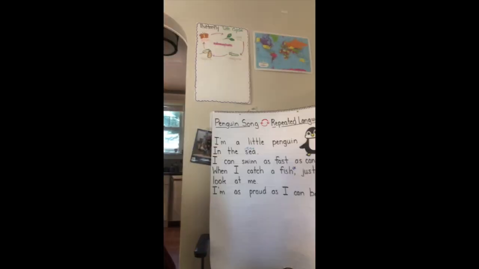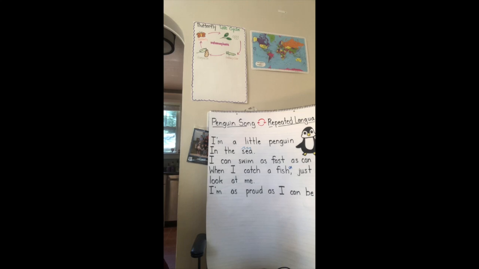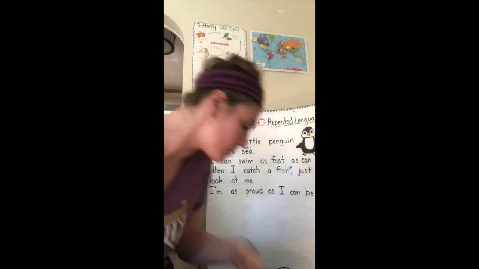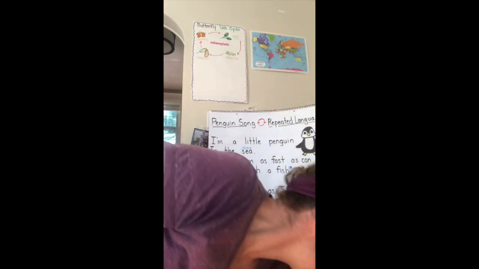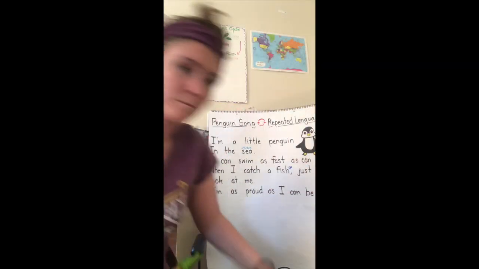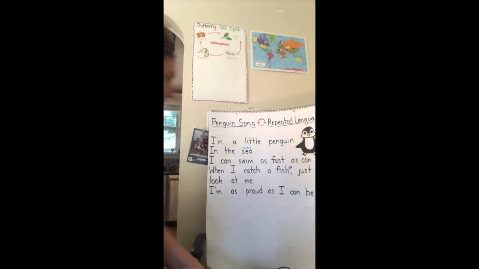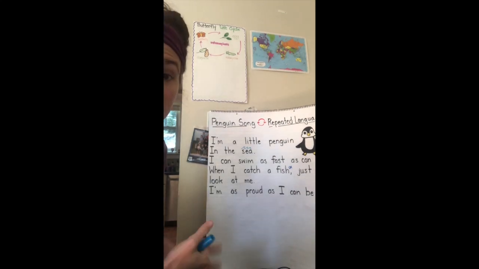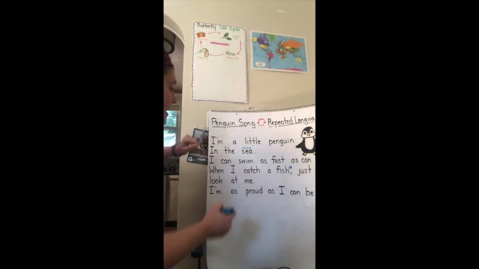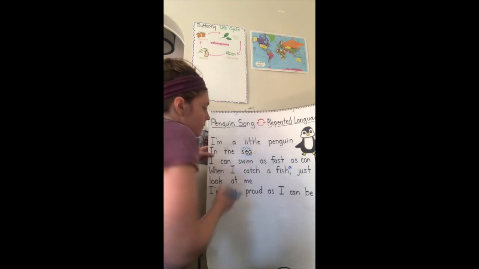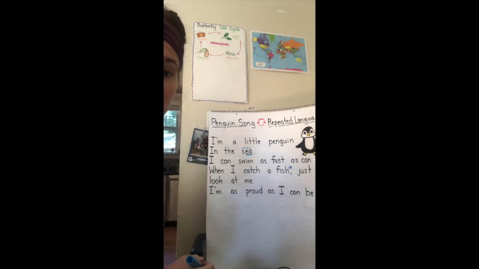I'm going to take my marker and I'm going to annotate this chart with you. Okay, so the first thing that I noticed that's really important must be this word sea because it ends in E-A. That's a new vowel pair that we haven't learned in kindergarten yet. So if you see E-A, it makes the E sound.